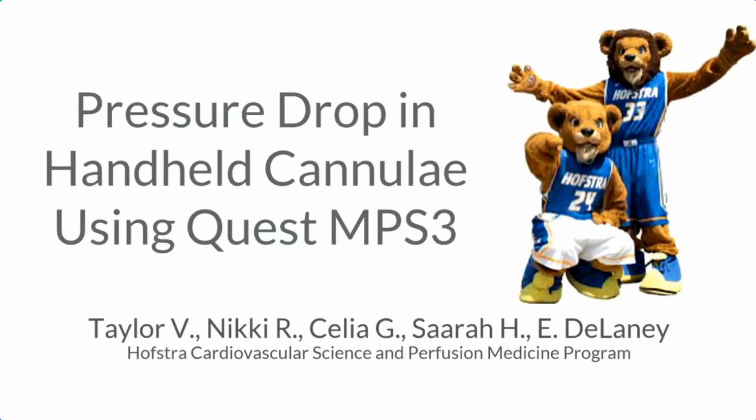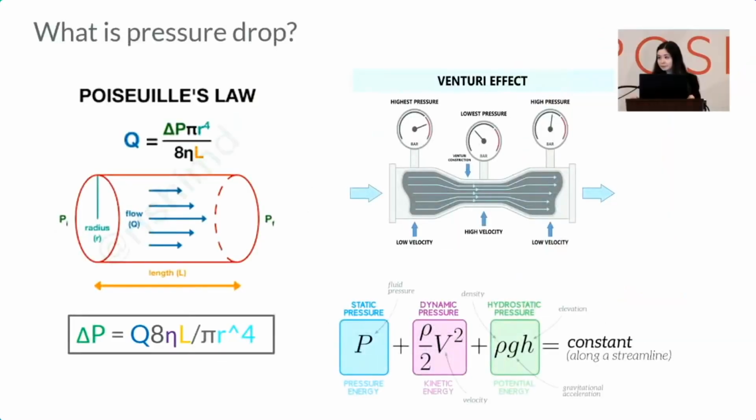So let's get into it, because my project is pressure drop in handheld cannula using the Quest MPS 3. So we need to start with an essential question: what is pressure drop? Pressure drop, for the sake of our project, is the difference in pressure on one side of tubing versus the other. So you lose pressure as fluid moves through a tubing. It happens for a variety of reasons that some really smart people figured out, and so they have all these fun laws named after them.